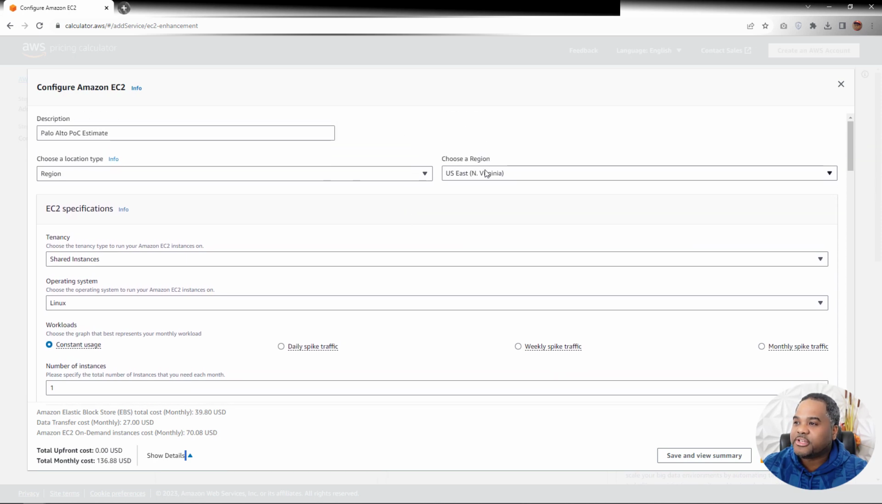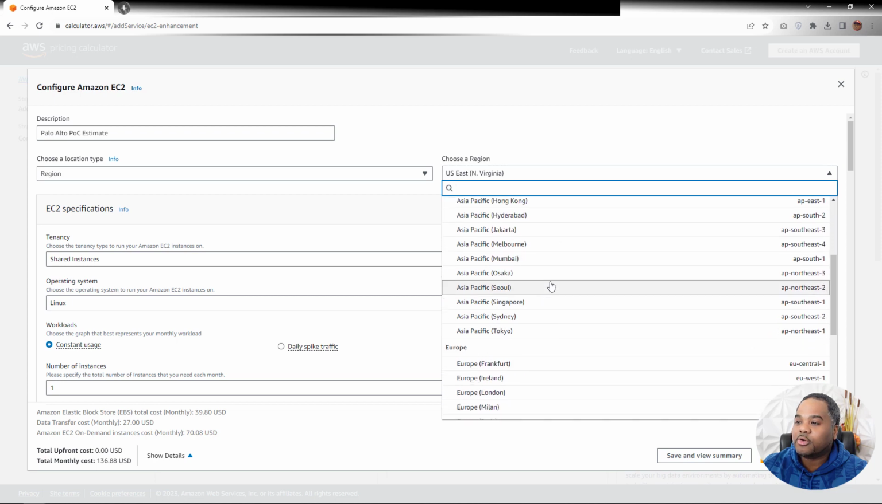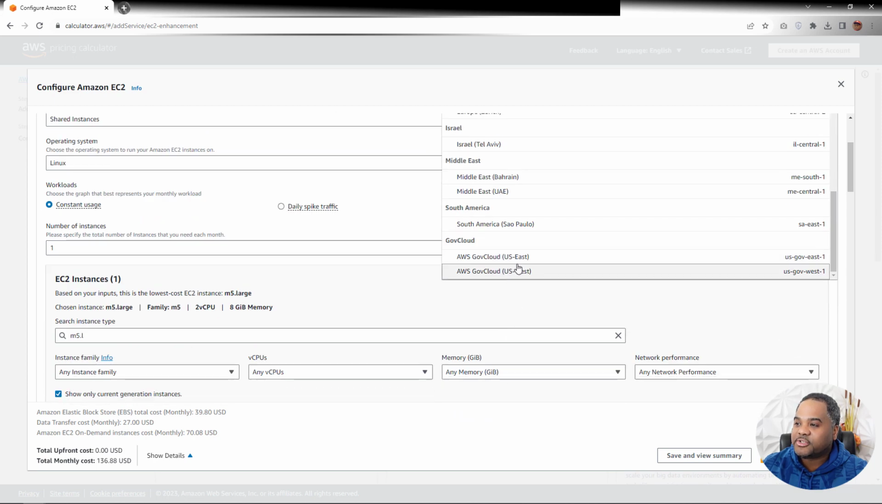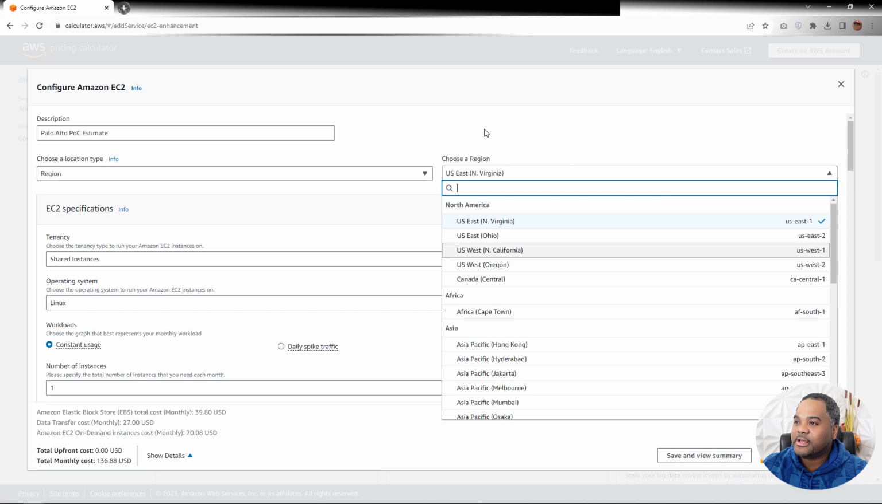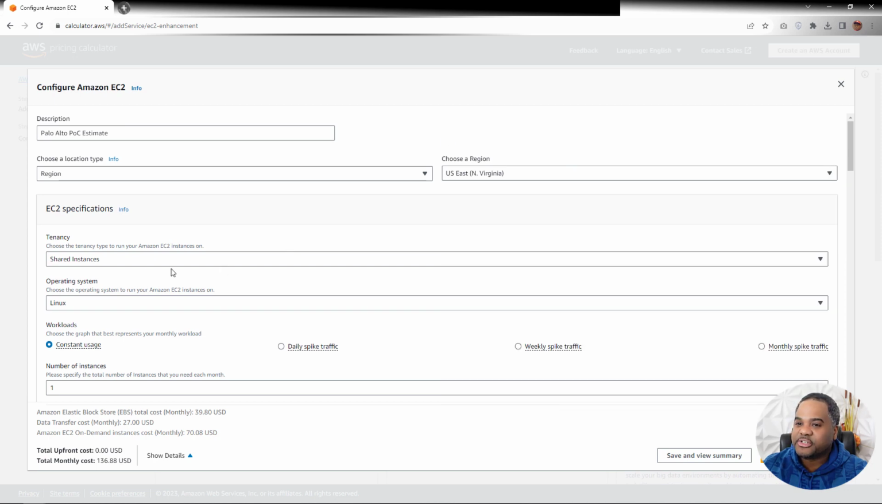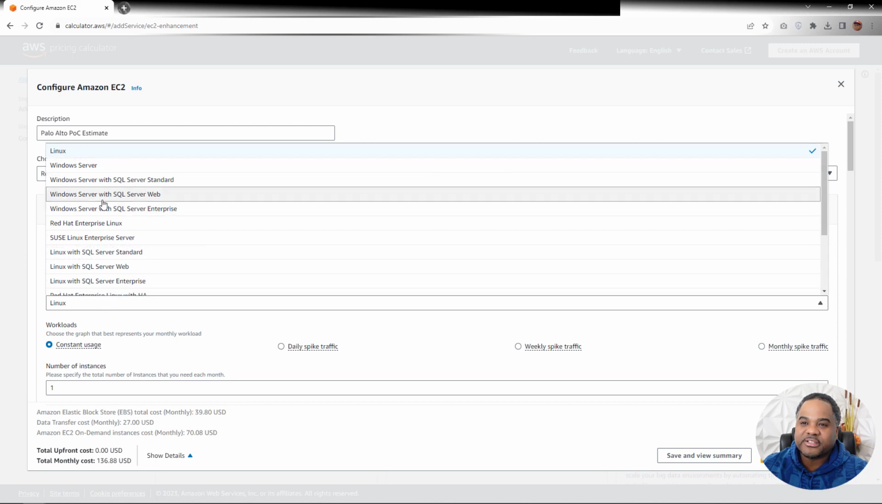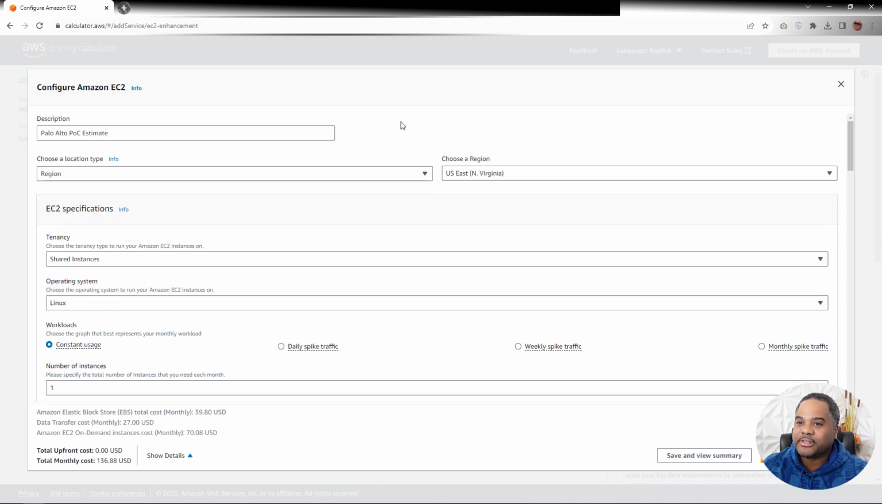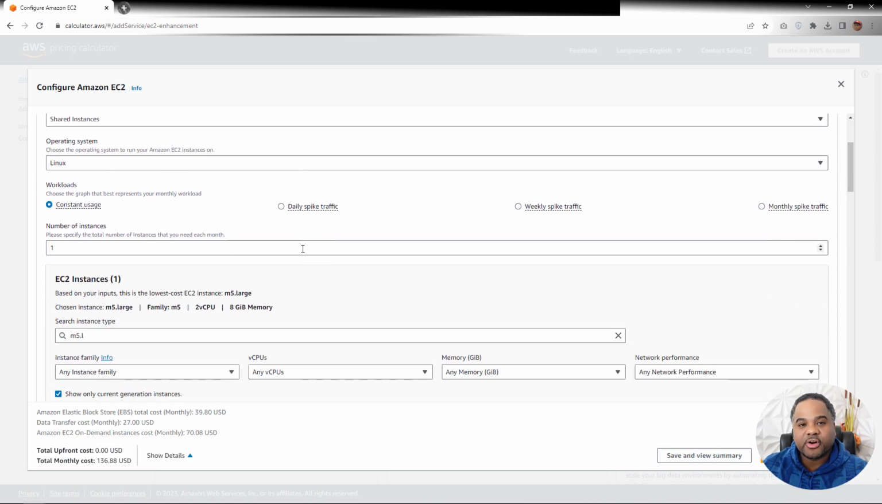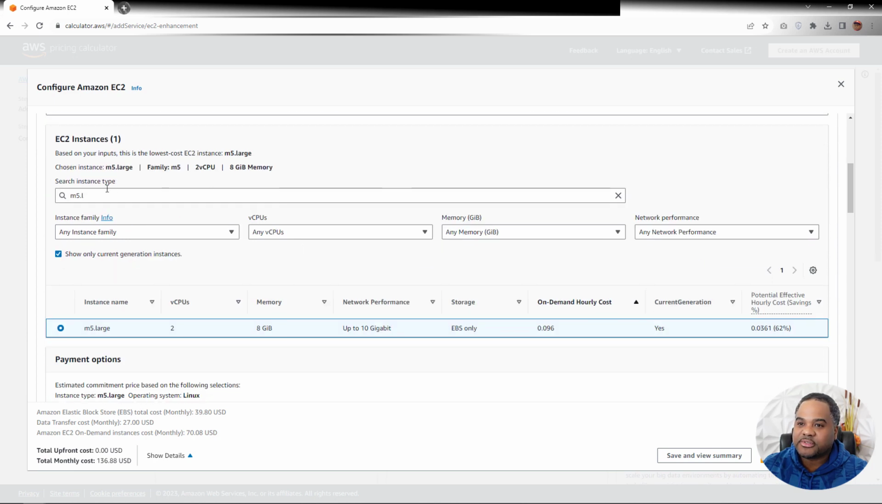But you select the region, again, anywhere around the world, and east or west if this was GovCloud. But for us, we deployed our POC in the US East region. What type of operating system, and for Palo Alto, put Linux. And then you need to start inputting the parameters. So we had an M5 large, two virtual CPUs, up to 10 gig network performance.